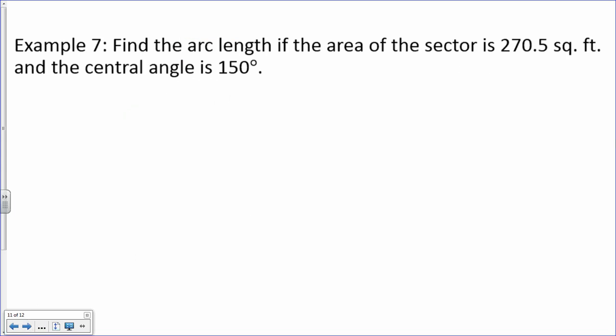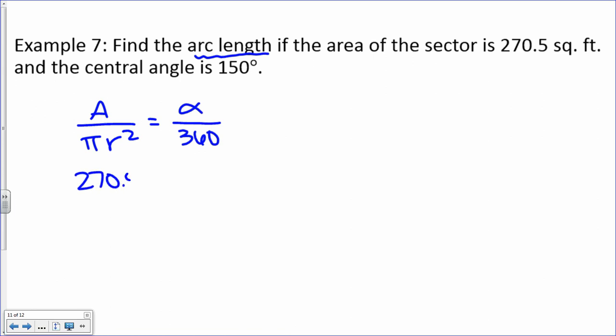Number 7 here, go ahead and write it down again. I want to know the arc length. I know the area of the sector, and I know the central angle. So I really want an arc length, but I can't start with that yet because I know 2 other things. So I'm going to have to start with my area formula and my central angle formula in degrees, because that's my totals that I was given. I was given the 270.5 over pi r squared, and I was given the 150 over 360.